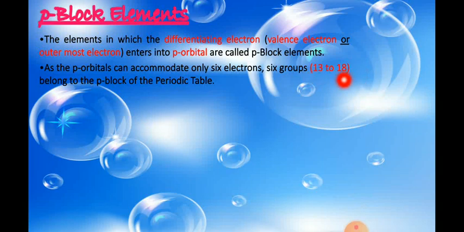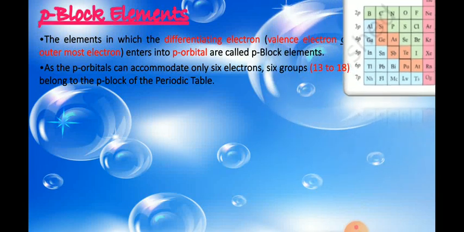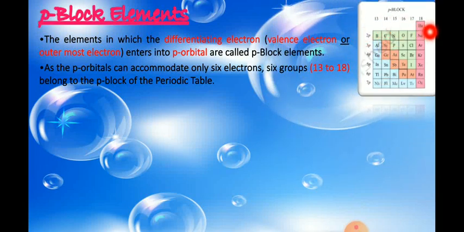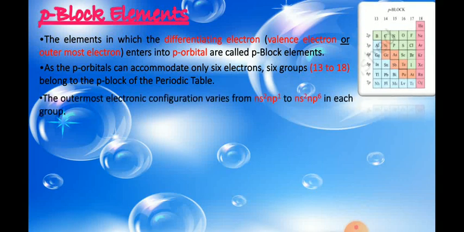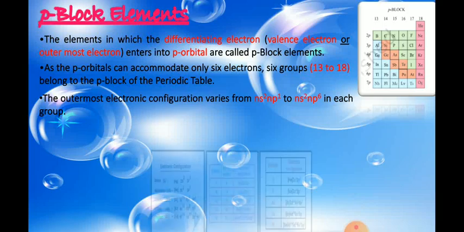So in total how many groups? 6 groups belong to which block? The p block of the periodic table. Okay, so can you see, 13 to 18, these elements are p block elements. And here the last valence electronic configuration varies from ns2 np1 to ns2 np6 in each group. Okay, we'll see how it is.